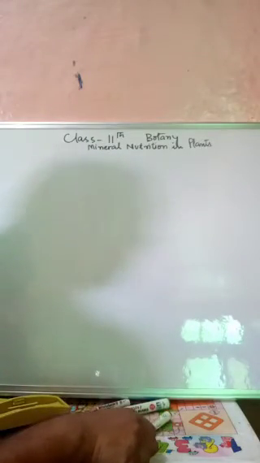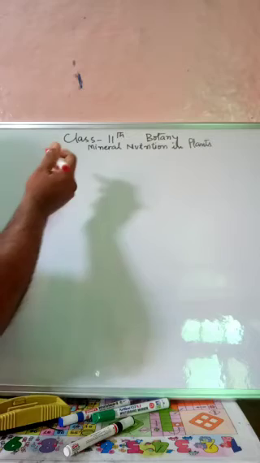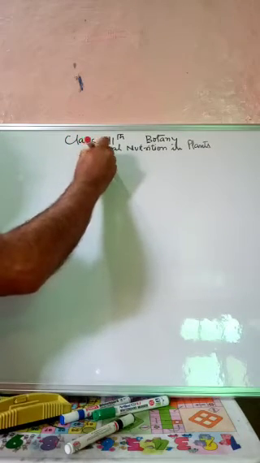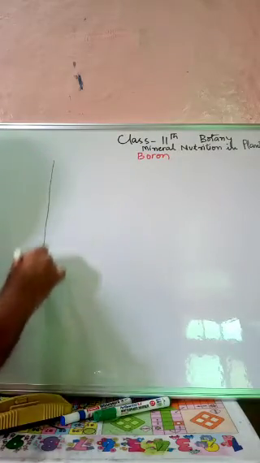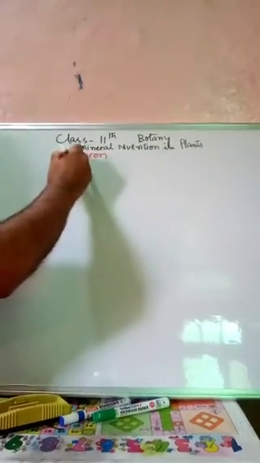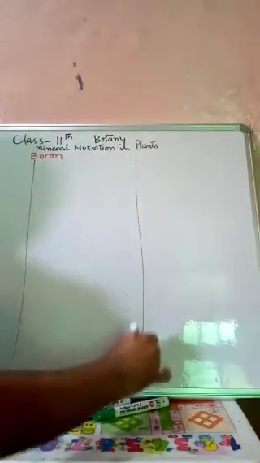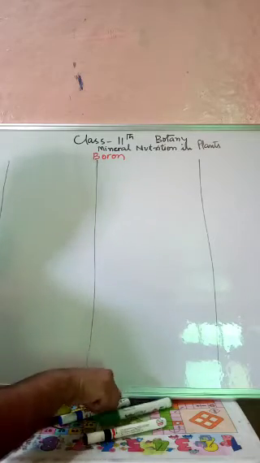In continuation to our topic, mineral nutrition in plants, today we are going to discuss one more micronutrient, that is boron. Again, we will discuss boron under four headings. First is the form, second is where it is required, third is its functions, and fourth is what we call deficiency.